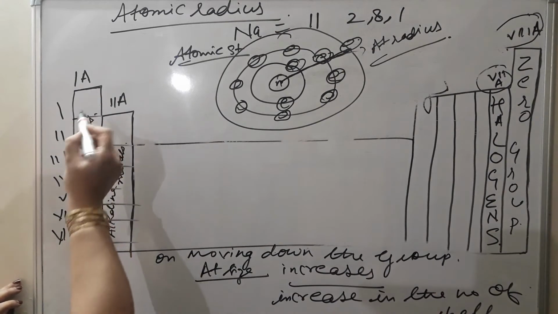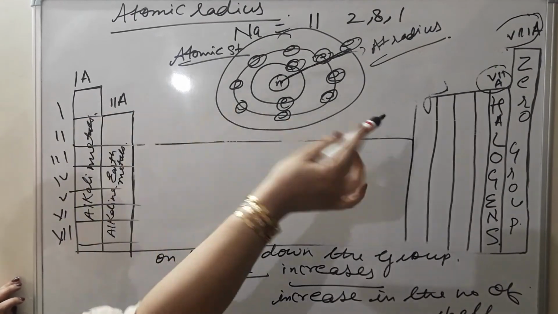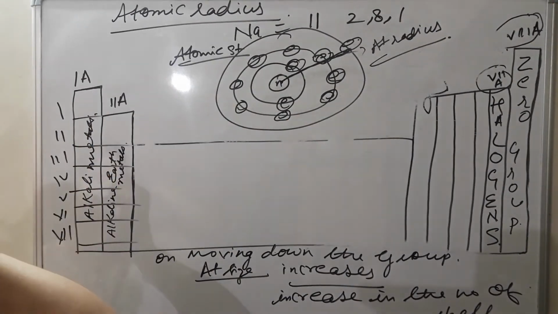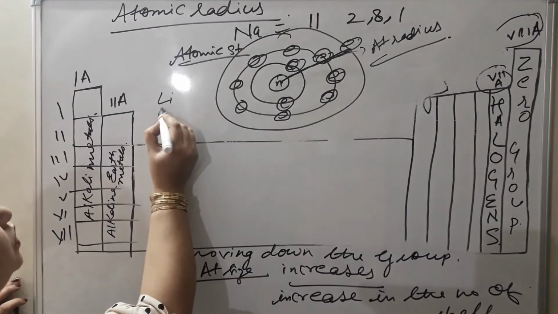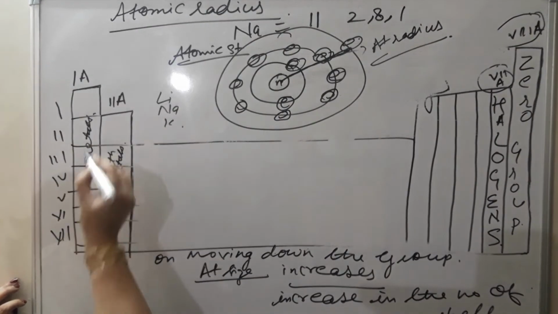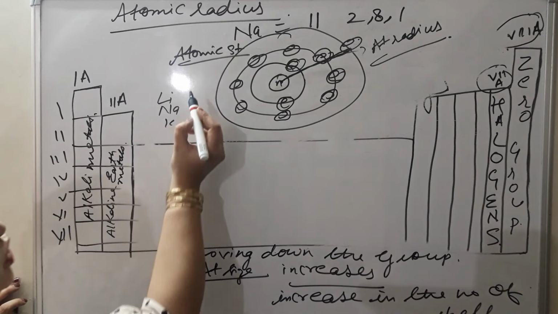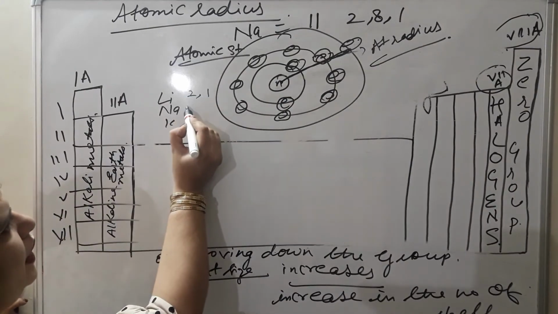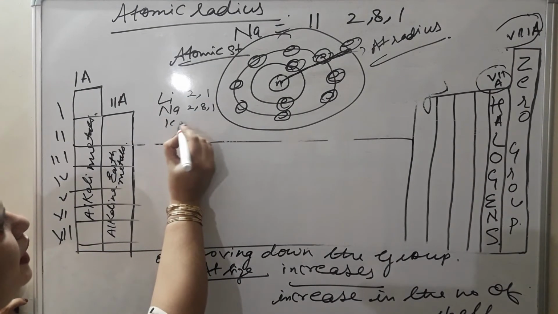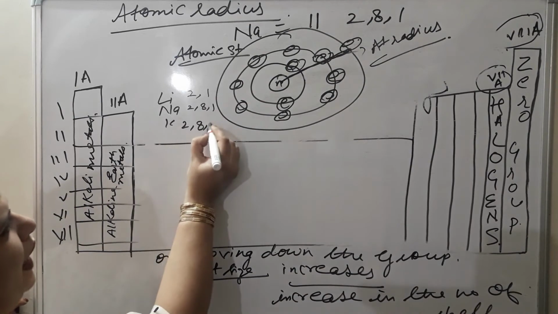Suppose, I am not using the first one because hydrogen and helium are there. I'll start with lithium, then sodium, then potassium. Lithium, this is the configuration. Sodium, this is the configuration. Potassium is 2, 8, 8, 1.